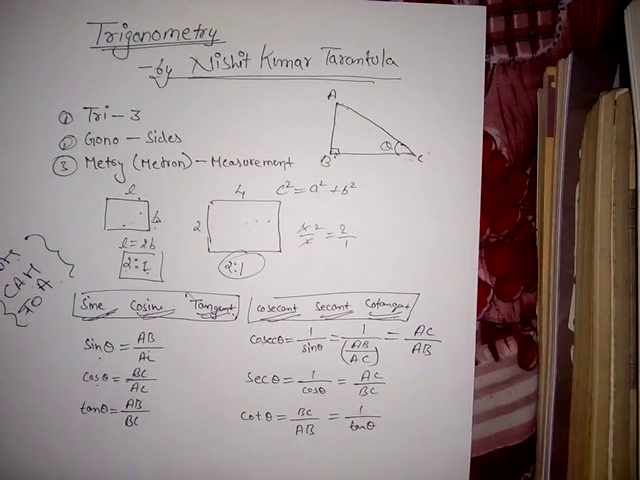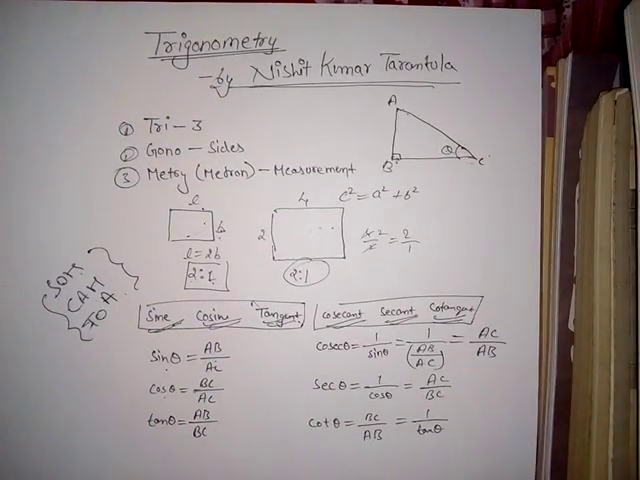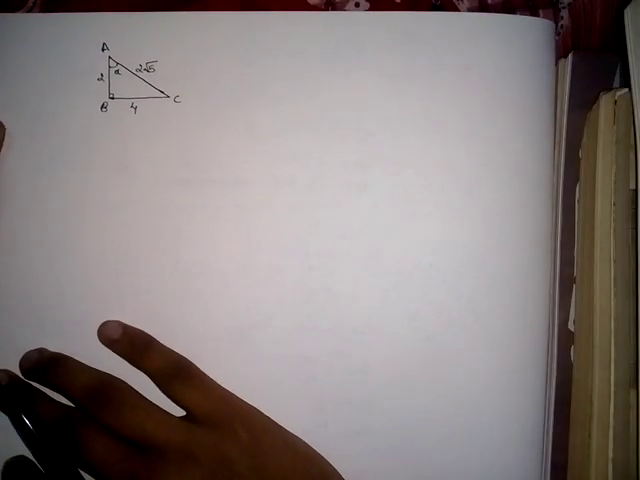Hope you have remembered these. Hope you have understood these six trigonometric ratios. Now we'll move on to solving some problems and deriving some trigonometric identities. Now let's solve a problem.